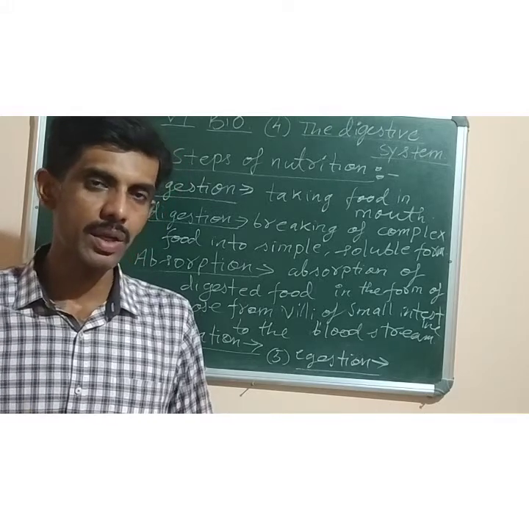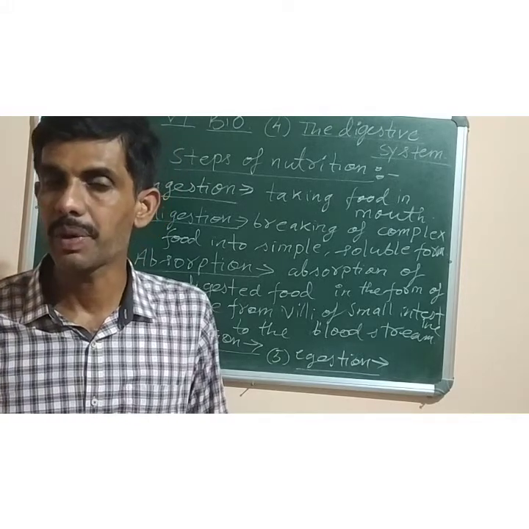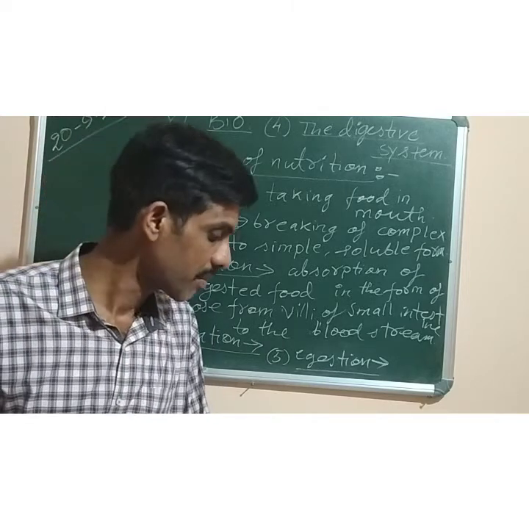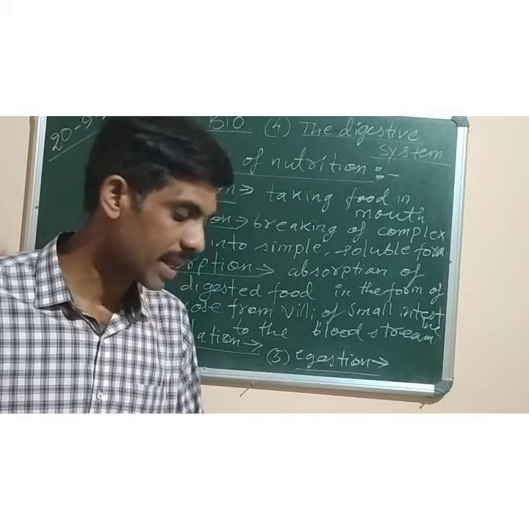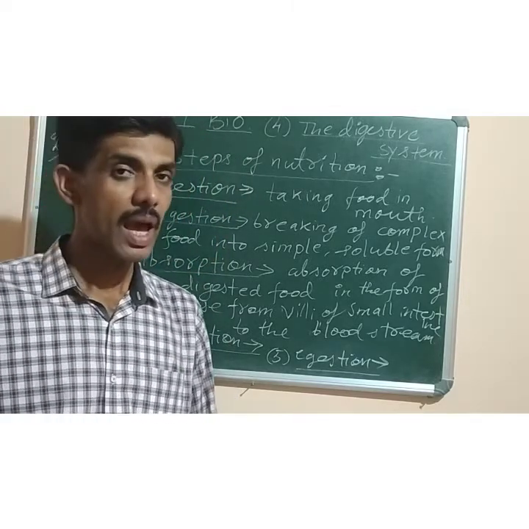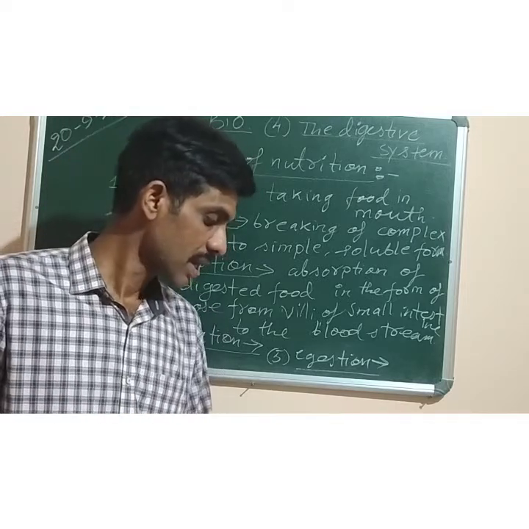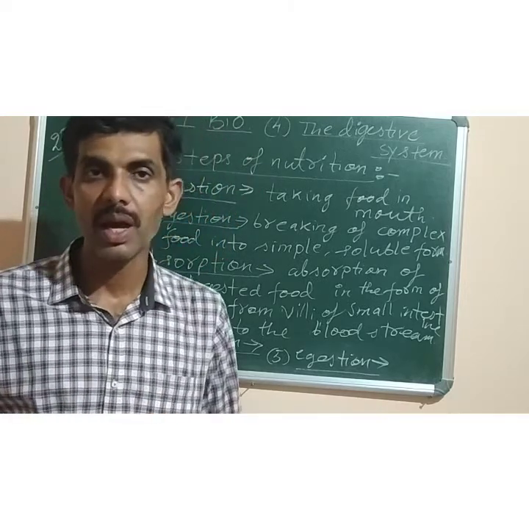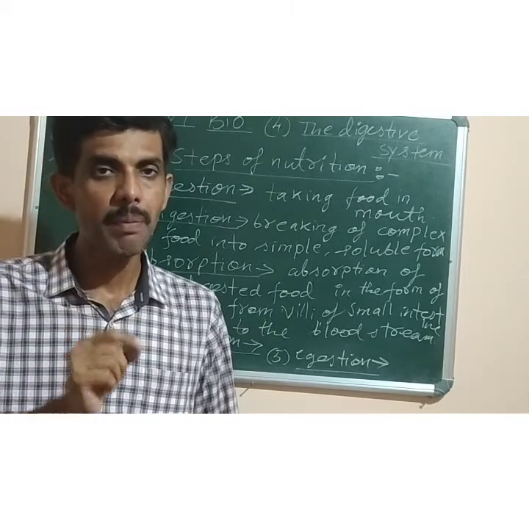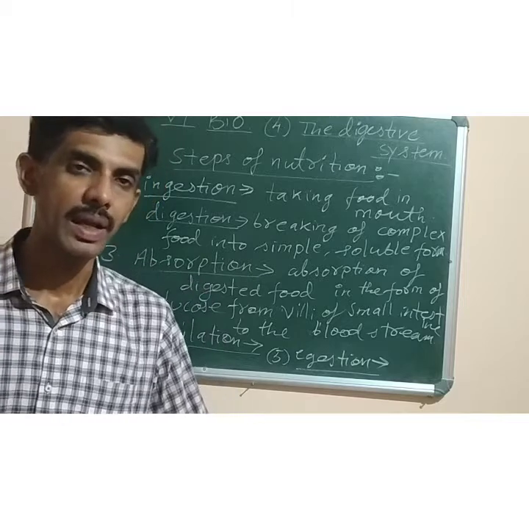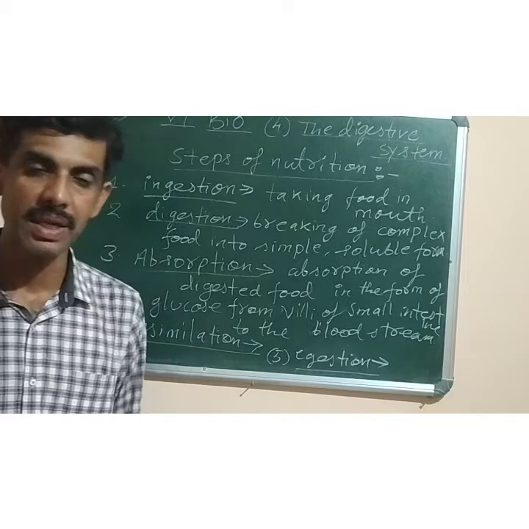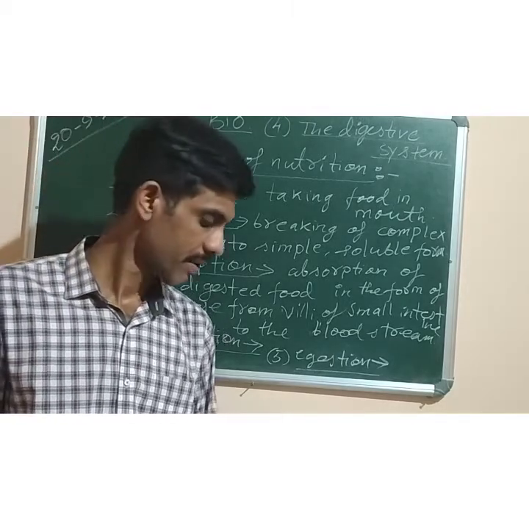Similarly, the pancreatic juice contains three different types of enzymes which are required for the digestion of carbohydrates, proteins and fats. The enzymes present in pancreatic juice are, number one, amylase. Amylase helps in the digestion of carbohydrates. Number two, trypsin, T-R-Y-P-S-I-N. Trypsin is an enzyme present in pancreatic juice that helps in the digestion of proteins. And the third one is lipase, L-I-P-A-S-E, which is required for the digestion of fats.